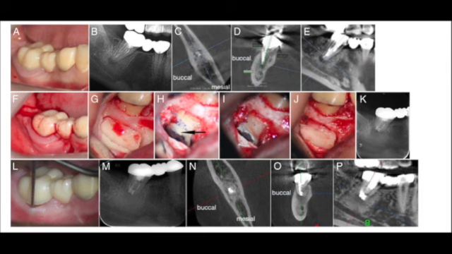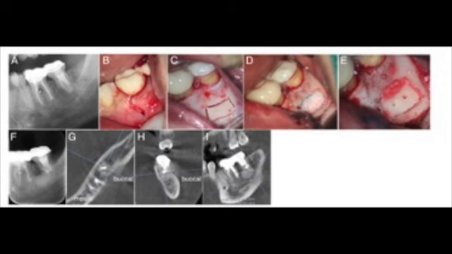CBCT was used to precisely measure the thickness of the cortical bone in a three-dimensional way and also to identify the location of the mandibular canal, which helped reduce the risk of complication. They presented 10 cases that were done between 2019 and 2020 in a VIP center in China. All these cases, they said, showed complete healing at the 24th or 36th month follow-up.